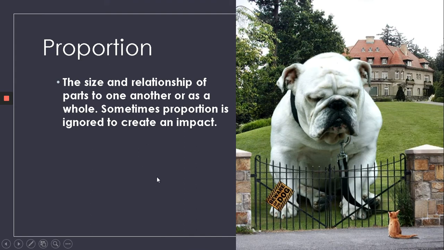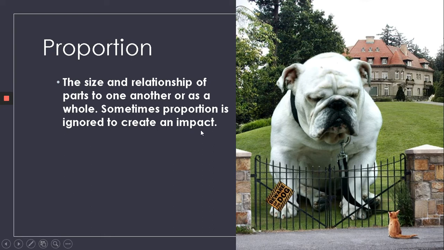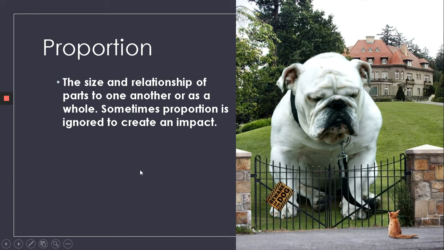Proportion talks about the size in relation to something else. So here we've got this dog that is massive and this tiny little cat. Okay, and then that shows us the difference. If the dog was by himself, we might say that he was in proportion, but because he is in this yard, behind this gate with this little cat, we can say that he is out of proportion.